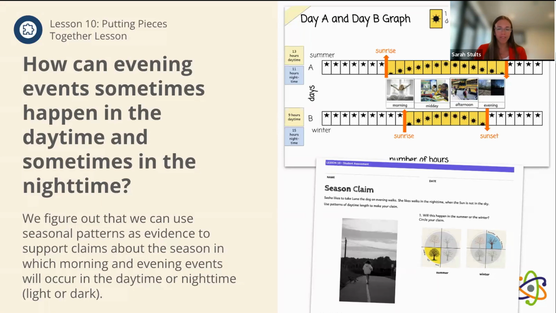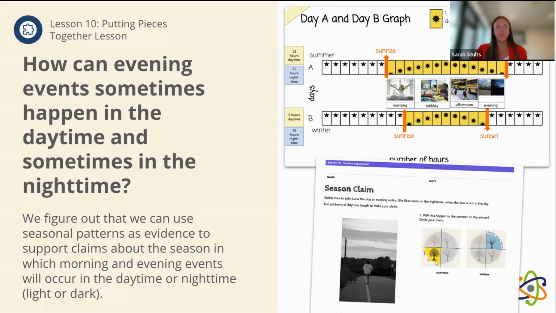Using our graph helps us put together all the pieces we figured out in Lessons 8 and 9 to notice that seasonal patterns of sunrise, sunset, and daytime length make it so that morning and evening are times of day that happen in the daytime in the summer, when the sun rises early and sets late, but they can happen in the daytime or the nighttime when it's winter.